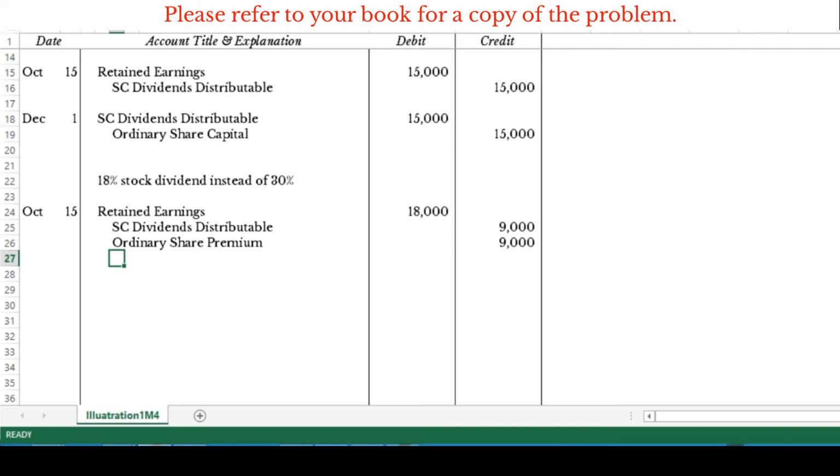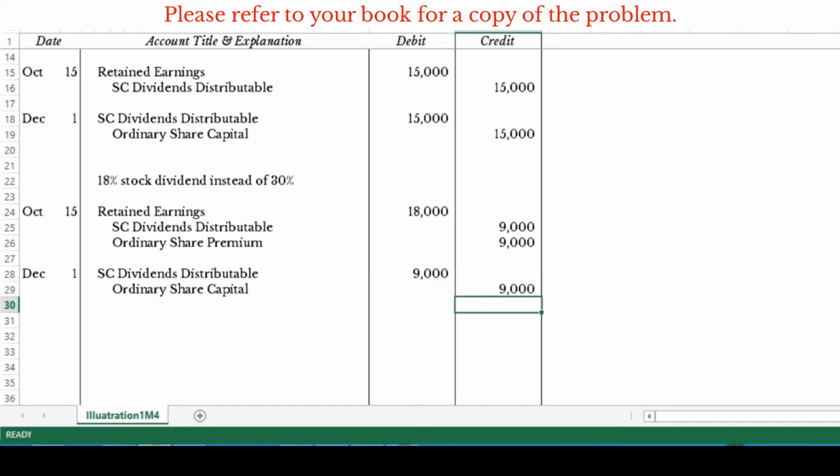However, if it is a large stock dividend like we did kanina dun sa ating previous example, it will be recorded at the par value, so there won't be any share premium. Alright, next on December 1, on the date of distribution, we will debit share dividends distributable, and we will credit ordinary share capital for 9,000. Parehas. Alright, so that's it for our first illustration.